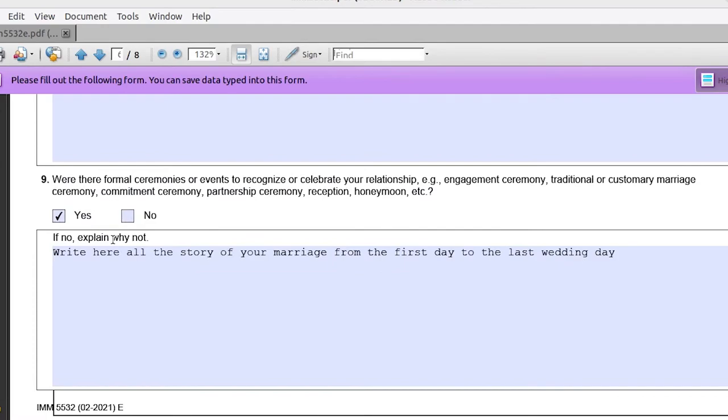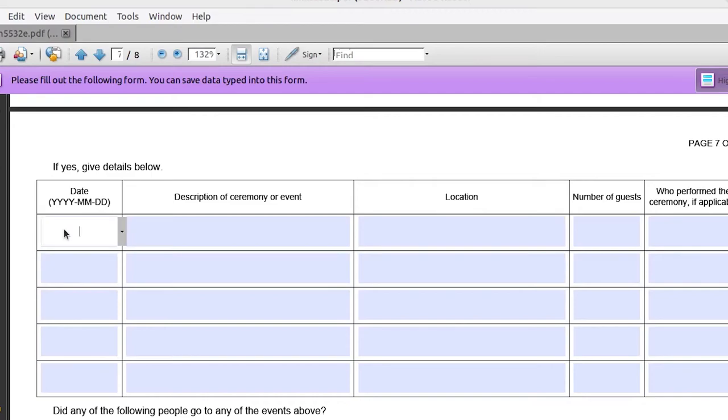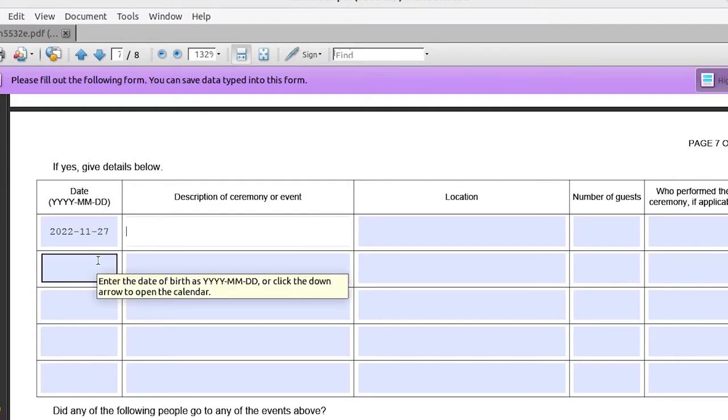So now we have clicked on yes, you need to add the entire story in this section. In the further section, you need to enter all the ceremonies that took place. I'm going to write the first ceremony, which was in November. Oh, I forgot my engagement day. It was 27th, I think. I'm not sure. 27th of November. Because I remember my marriage day, it was on 5th of December.